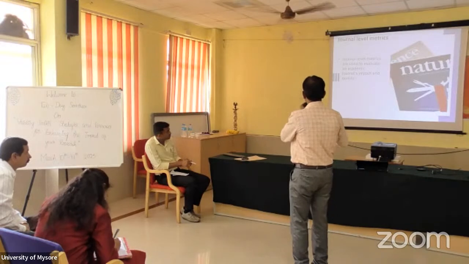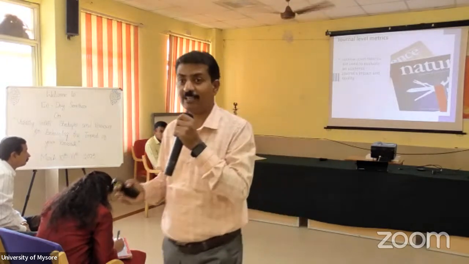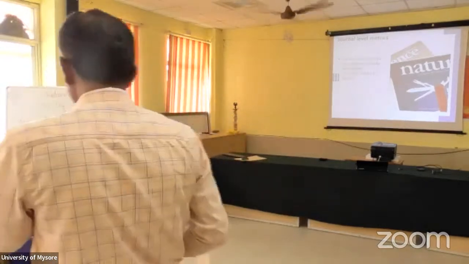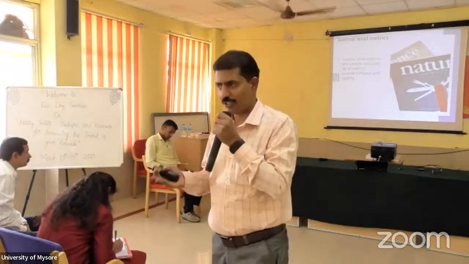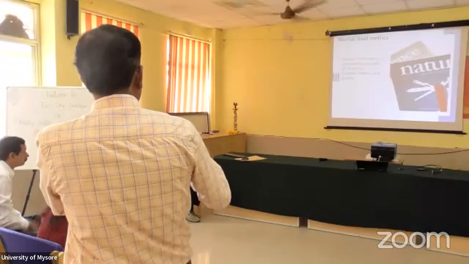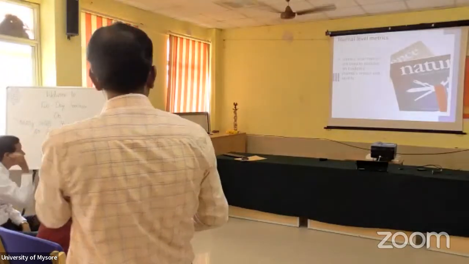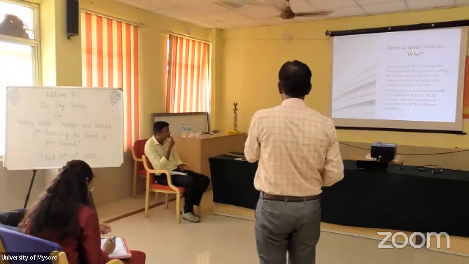Now let's go to another category of metrics called journal metrics. As I told earlier, we have seen various metrics at the author level: H index, G index, M and I index. Likewise, the journal metrics are used to evaluate the academic journal's impact as well as quality.